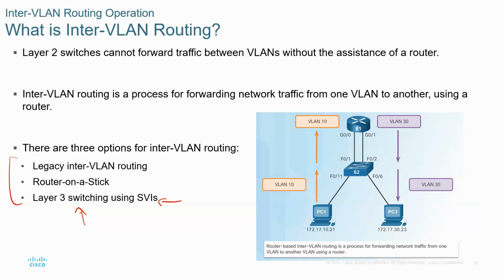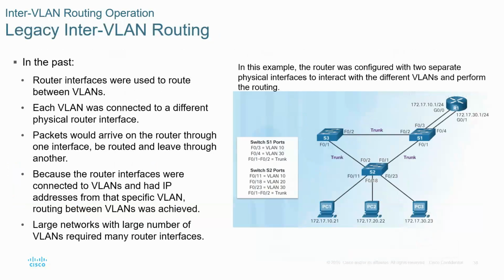We will not discuss layer 3 switches in this course, but we will discuss these two solutions, legacy inter-VLAN routing and router on a stick. Legacy inter-VLAN routing is the old solution. It's no longer really used. The solution is quite simple. Basically, let's say if you go to switch S2, you see Fa0/11 here. This is on VLAN 10.